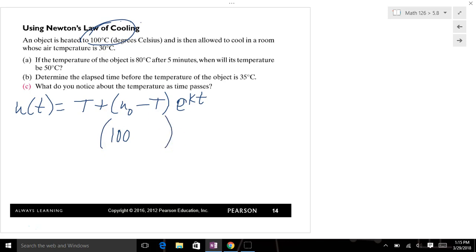It's then allowed to cool in a room whose air temperature is 30 degrees. So this is the temperature of the surrounding medium. So we put it in a room. Eventually those brownies are going to be 30 degrees. So that's the capital T, our 30 degrees surrounding medium. So we have U subscript 0 given, and capital T, the surrounding temperature, is given.